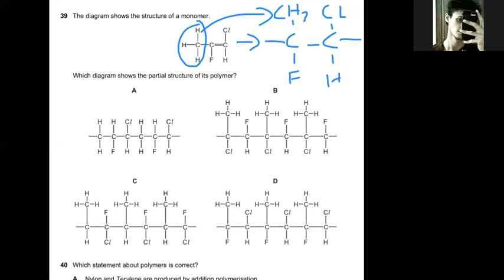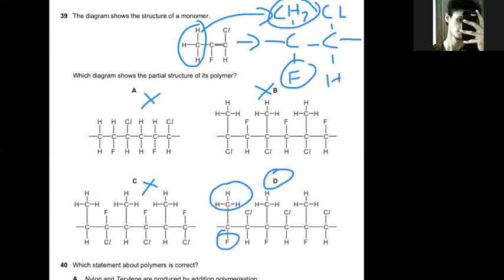In A, there is no CH3 side chain, so this is wrong. In B, on one carbon atom, there is CH3 and Cl, while we have CH3 and F. So B is wrong. In C, on one carbon atom, there is H and CH3. Again, this one is wrong. In D, we have CH3 and F on one carbon atom as we have in our monomer. So D is the correct option.